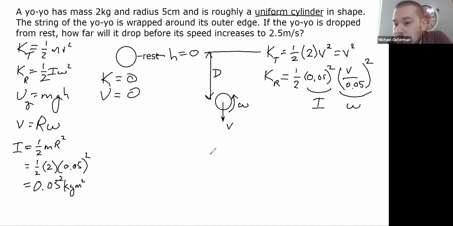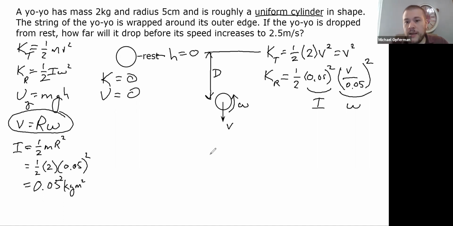For I, I had to calculate using the table of moments of inertia to look up the moment of inertia for a uniform cylinder. And for omega, I plugged in this formula over here on the left to get rid of omega and replace it with v, so that both of my kinetic energies have the same variable, which is going to make solving it a lot easier later.